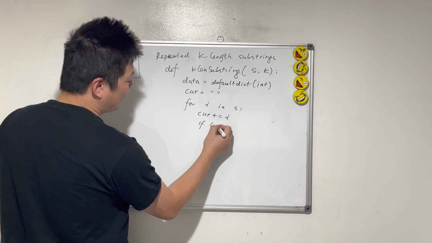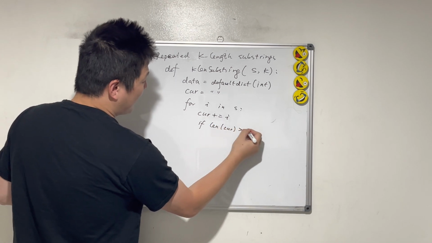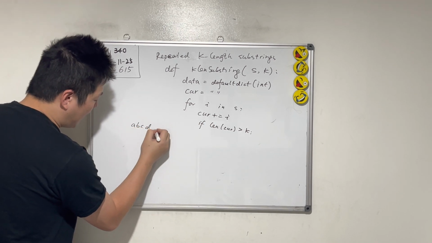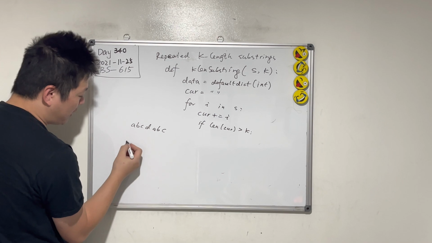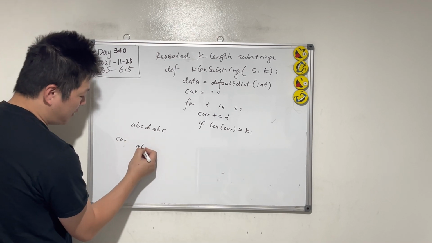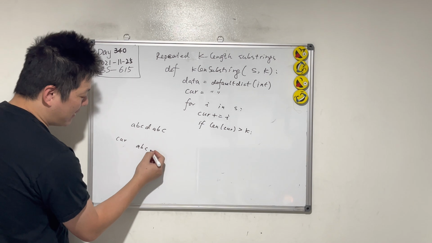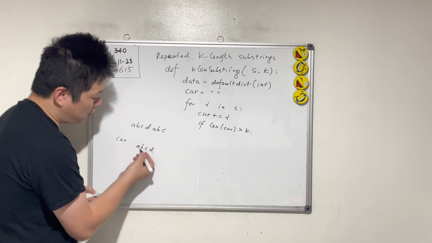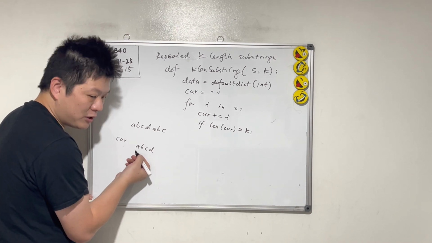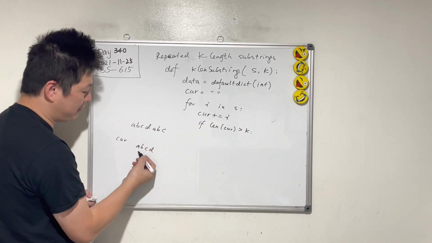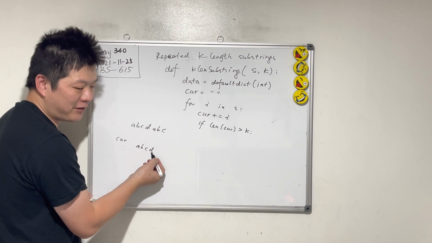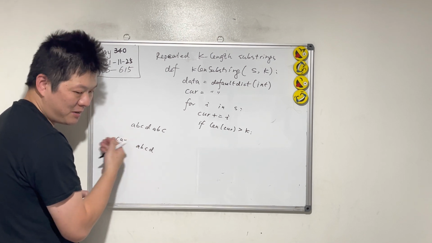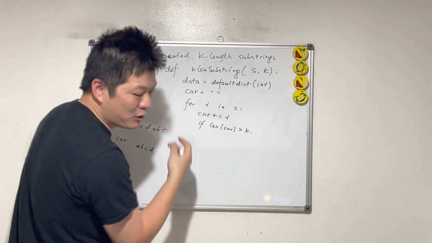And if the length of it is bigger than k, we need to look at the substring A, B, C, D, A, B, C. Now I'm putting current as A, then B, then C. Next time I put a D, which is more than 3 characters. So what should we do at this moment? Pop the first one. But current is a string, which is immutable, so we can't do it.